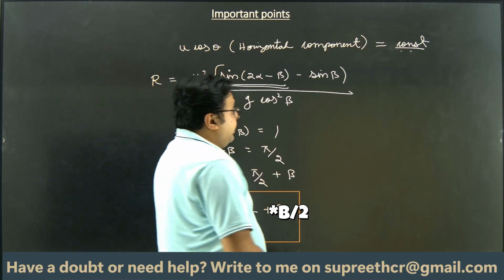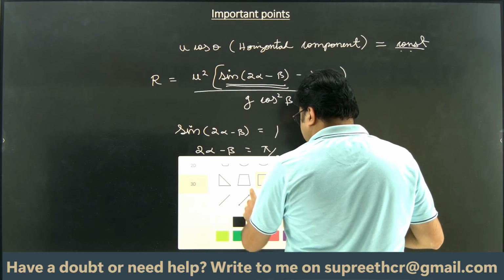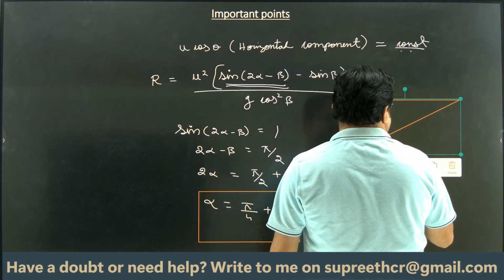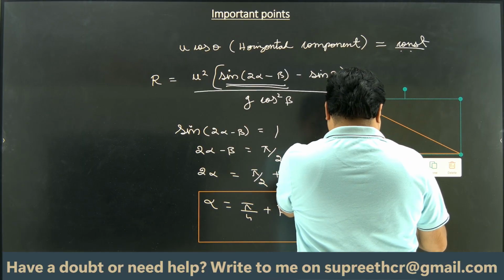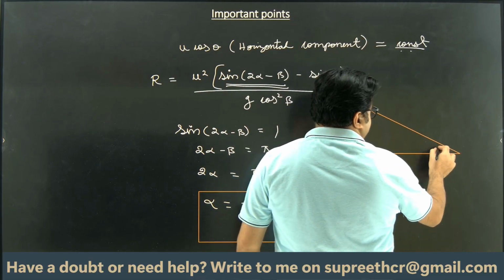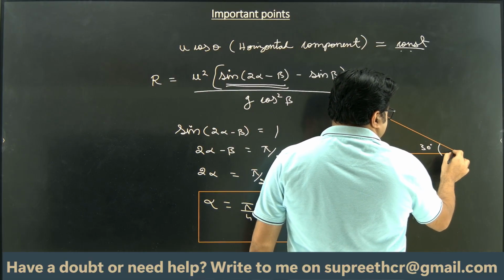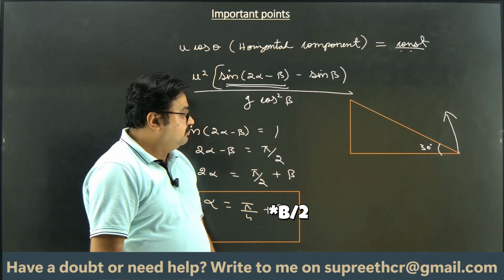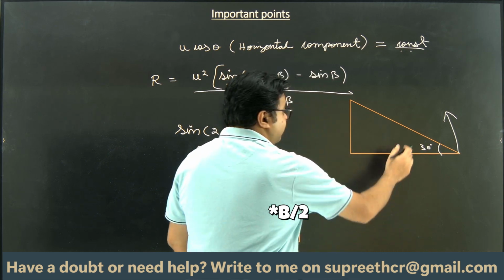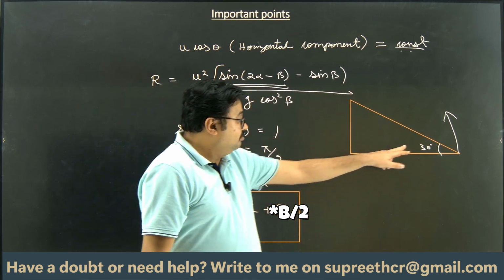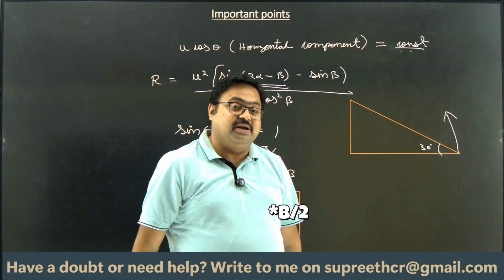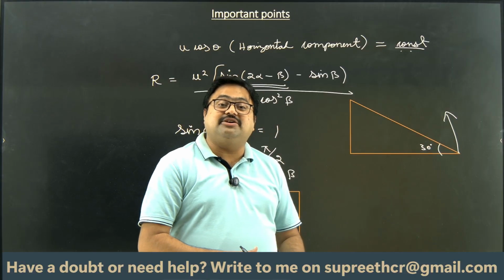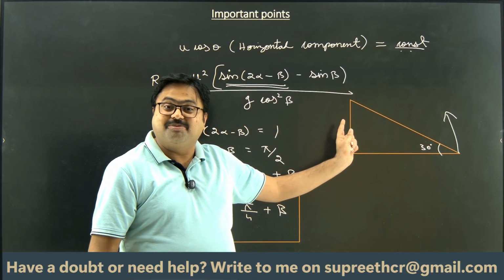That means if there is an inclined plane, something of that sort, and let's say that this angle is 30 degrees, and you want to project at an angle such that the range is maximum, then the answer should be 45 plus beta by 2. Beta is 30, 30 by 2 is 15, 45 plus 15 is going to be 60 degrees. You will have to throw it at an angle of 60 degrees in order for the range to be maximum.